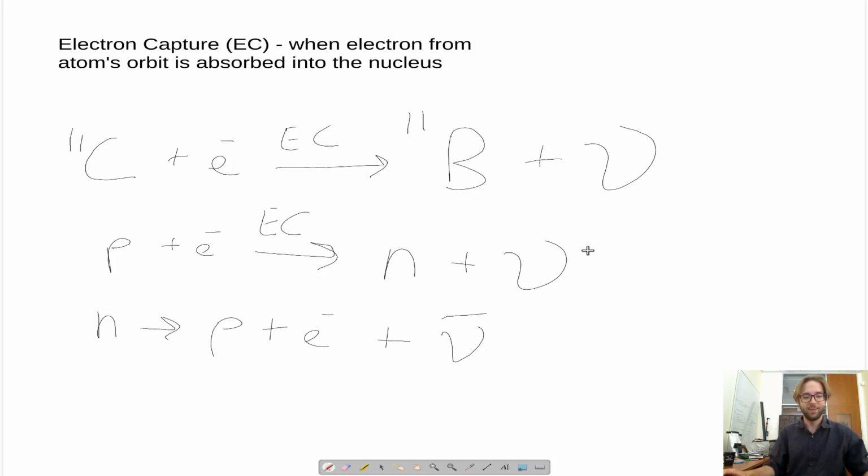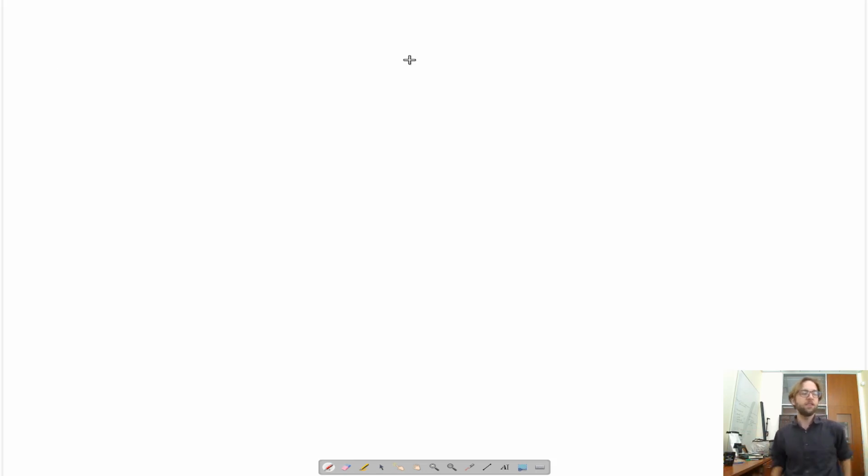Okay, so that's sort of it for the beta decayers. So things that either electron capture or beta plus or beta minus. Another type of subatomic particle that is released is called alpha decay.